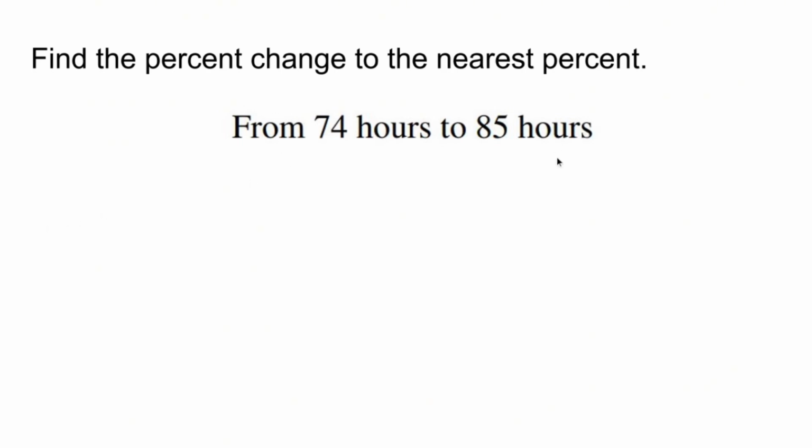Well, the percent of change formula is going to be whatever your new value is, which would be this guy. That's our new value, 85. And we're going to subtract away our old value, which is 74. That's me writing out old. And then once we find that number, we divide that whole thing by the old value. So it's going to be new minus old, all divided by old.